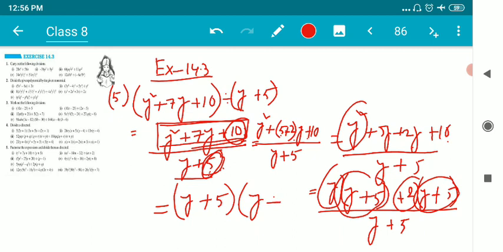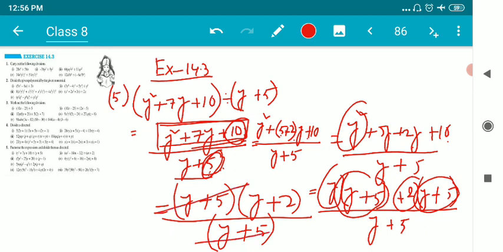So the leftover terms will come under one bracket. Here, what do I have? I have got y plus 5, which was in the place of the denominator right from the very beginning. This y plus 5 and this y plus 5 will be cancelled. My final answer will be y plus 2. So this is how we can get the answer.